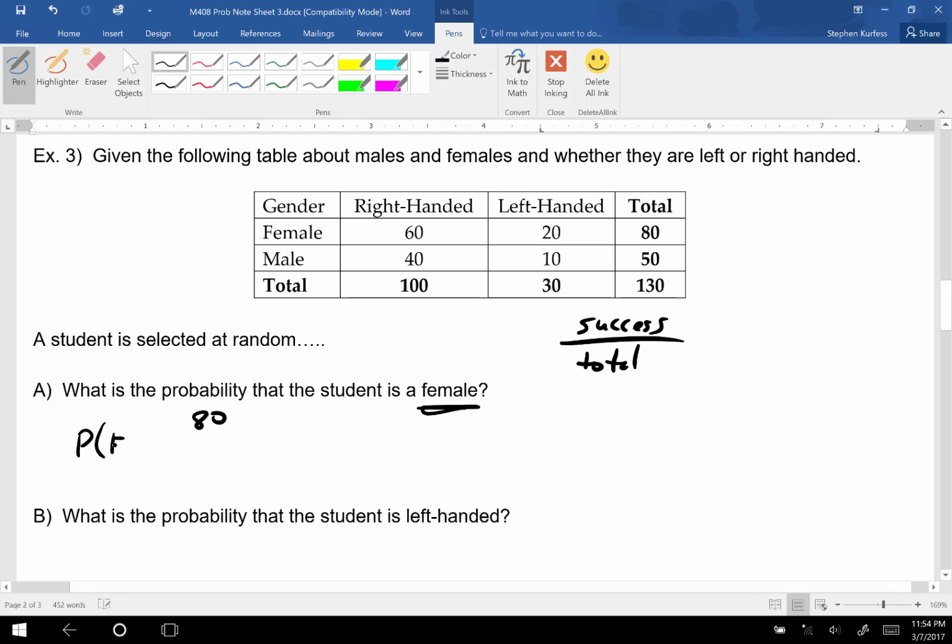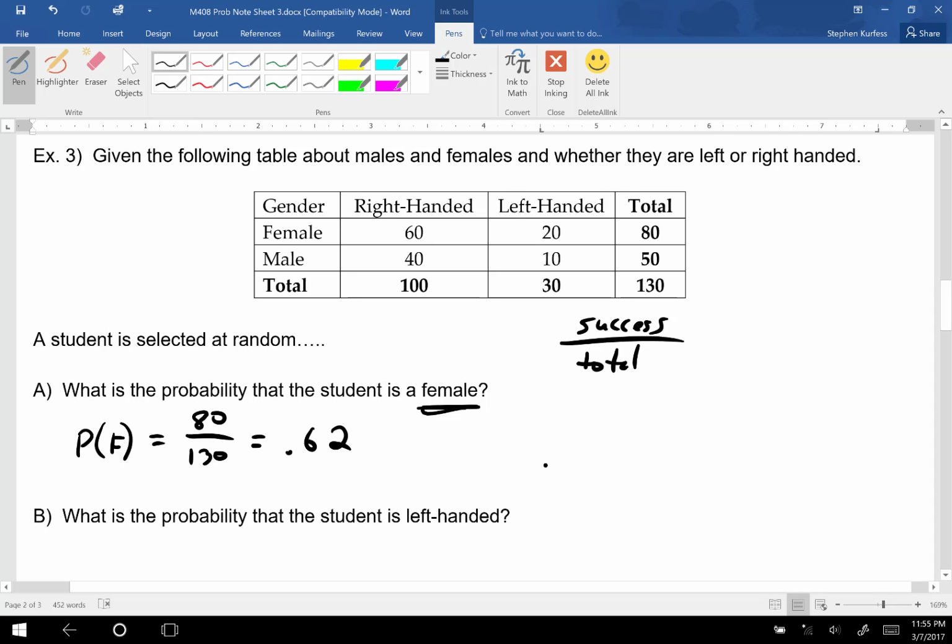Probability of a female is 80 over the total. And how many are there? There are 130. Okay, and so you get 0.62. Okay, that's not bad, right? 0.6, pretty easy, pretty easy.